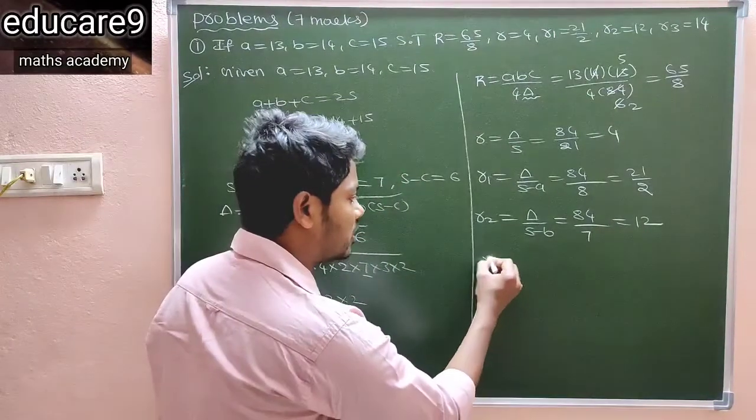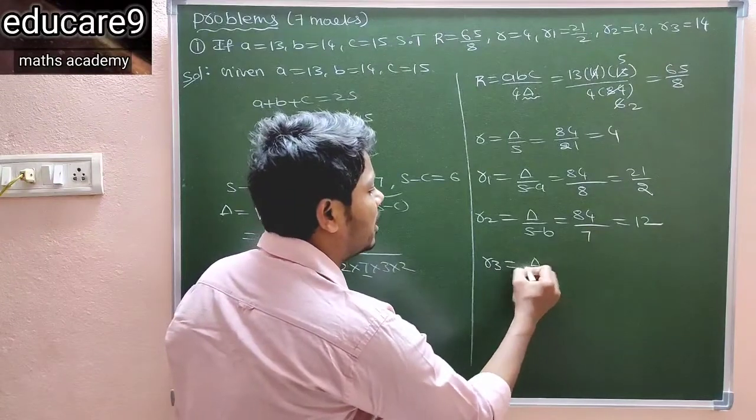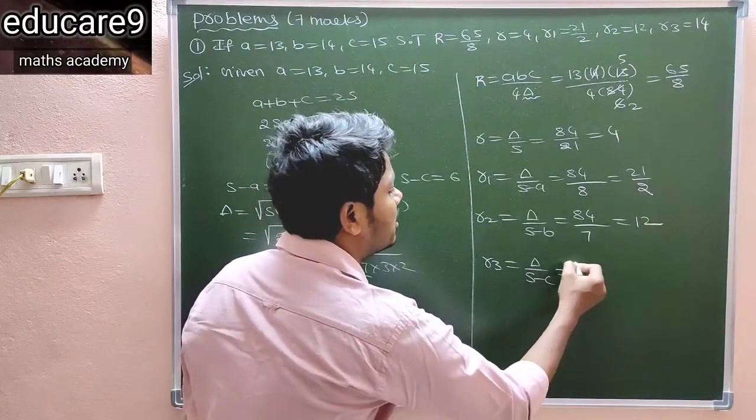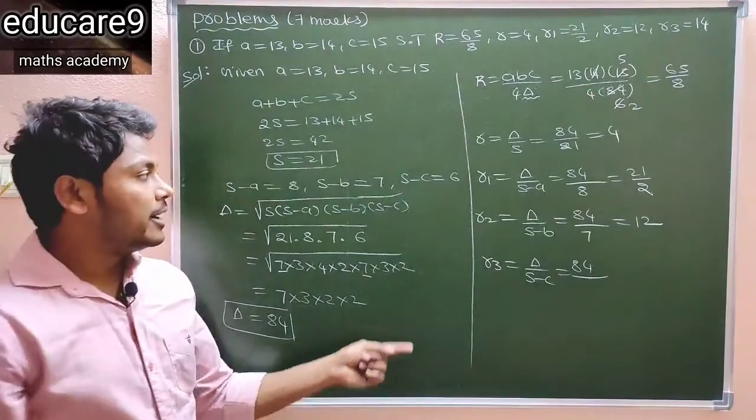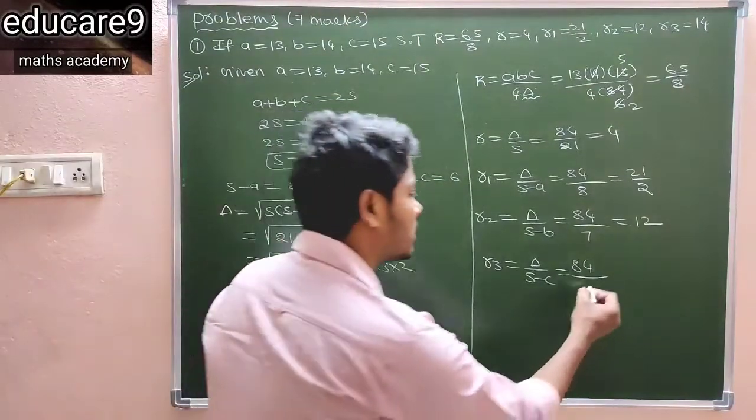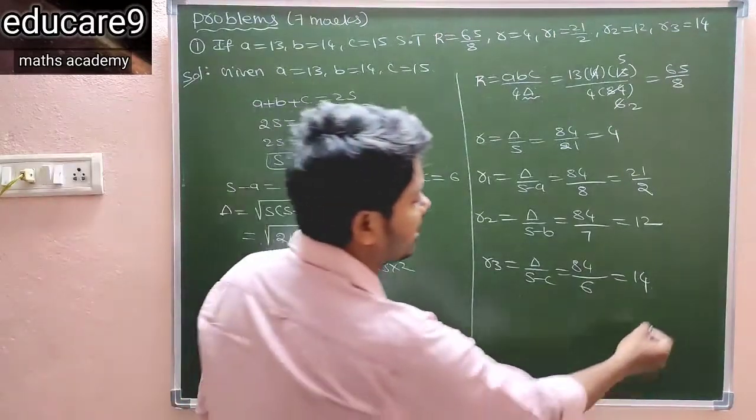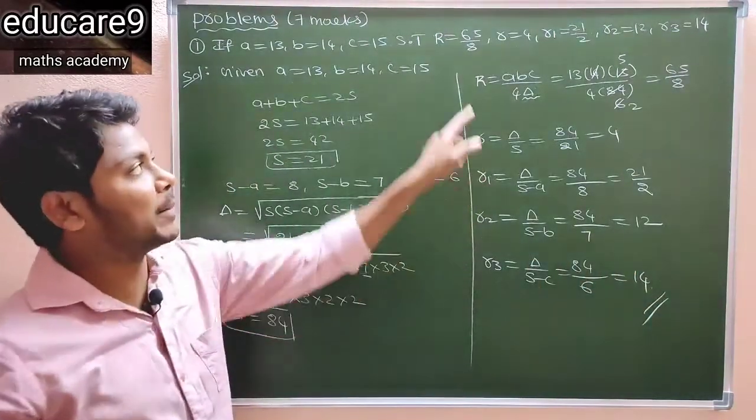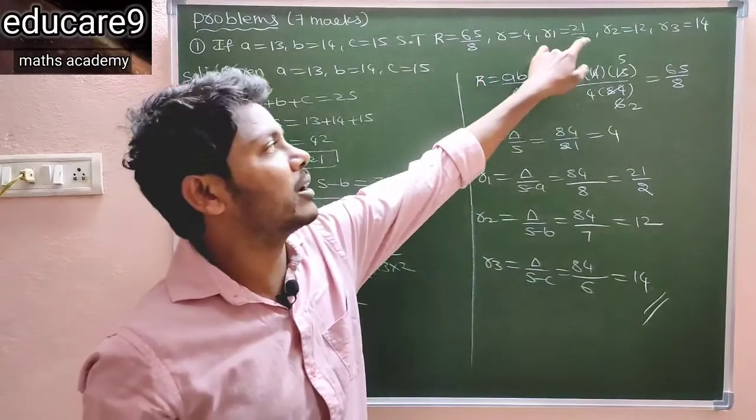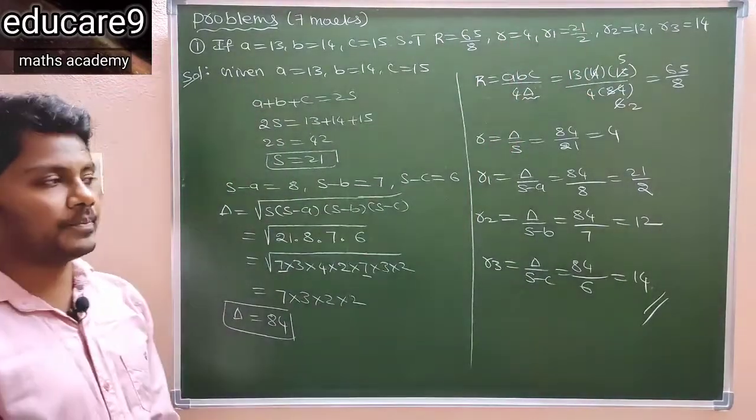And find small r3. So you know that small r3 formula, delta by s minus c. Delta is 84 and s minus c value is 6. So clearly, this value is 14. Okay. So these are the required values of capital R, small r, r1, r2 and r3.